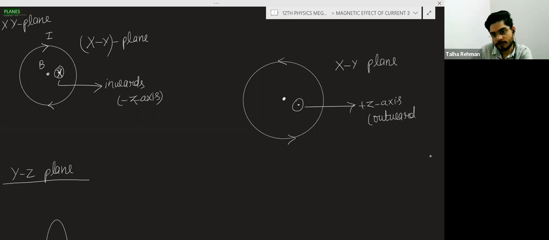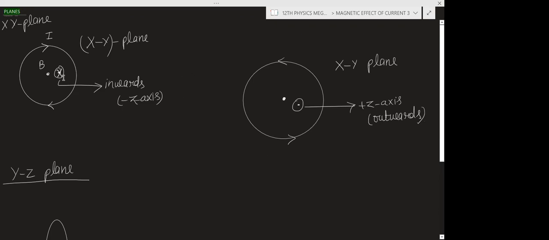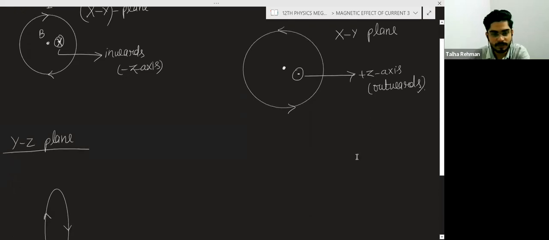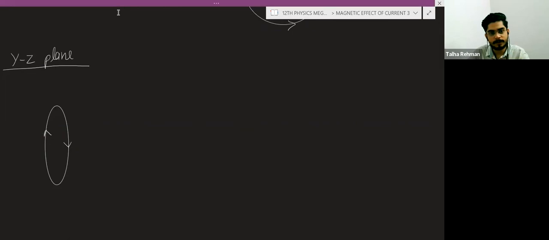Means for the straight wire, you have the right hand thumb rule. For the curved wire, curved means circular wire, semicircular wire, or arc, you will use the modified right hand thumb rule. Means now it is clear. We were just calculating the direction of magnetic field. Good. So now this ring is in the YZ plane.